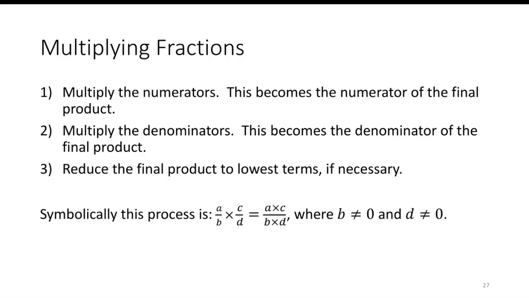So when it comes to multiplying fractions, you multiply the numerators. This becomes the numerator of the final product. You multiply the denominators. This becomes the denominator of the final product. And then you reduce to lowest terms if necessary. So symbolically, a over b times c over d can be written as a times c over b times d. And again, we need the denominator to not be 0, so b and d cannot be 0.